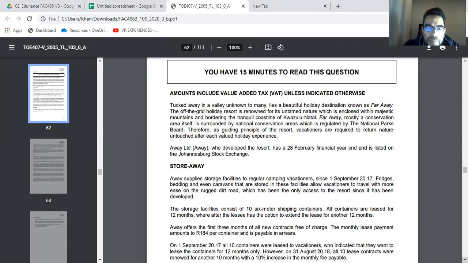Away Ltd, who developed the resort, has a 28 February financial year end and is listed on the Johannesburg Stock Exchange. Okay, so 28 February. So that means at the beginning of the financial year would be 1 March.